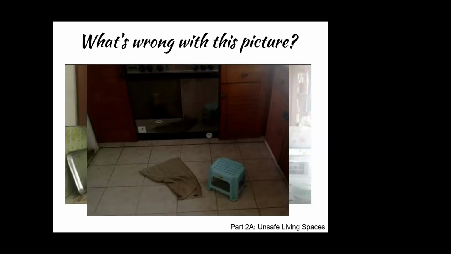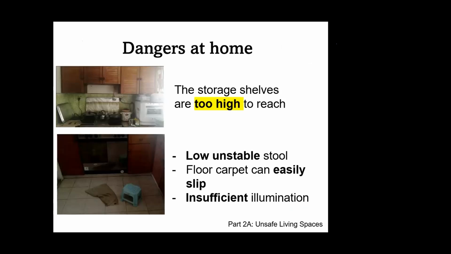Inside the wall, there's a piece of plastic that is not kept away properly. It's hanging at the side, not stable, so it may fall anytime on somebody. What about the lighting? Is it bright enough? No, it's too dim. Too dark, right? Okay, let's see the answer. The stove shelves are too high. You have got it right. The low unstable stool and the floor carpets can easily slip, and insufficient illumination. Well done.